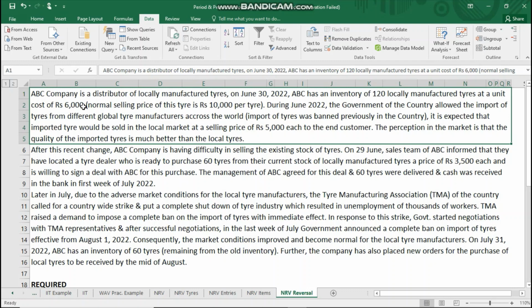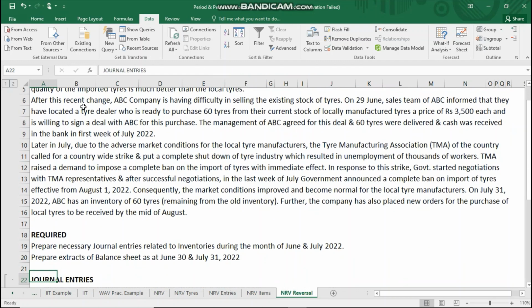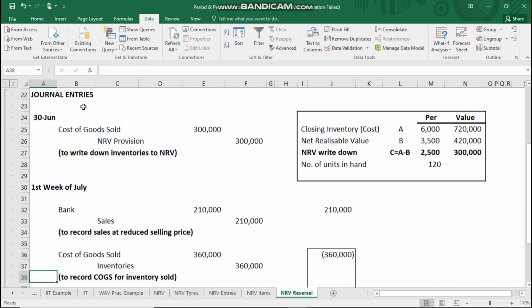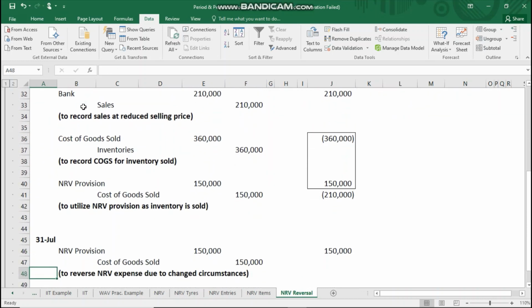So as per the criteria which says that inventory shall be measured at lower of cost and net realizable value, the cost is lower here, which is 6,000. So I have to value the inventory at cost. So currently I have 60 tires on hand. Okay, the original cost of those 60 tires is 6,000 per tire, which was previously written down in the month of June to net realizable value, which was 3,500. So again I will reverse that NRV provision that was created in June.